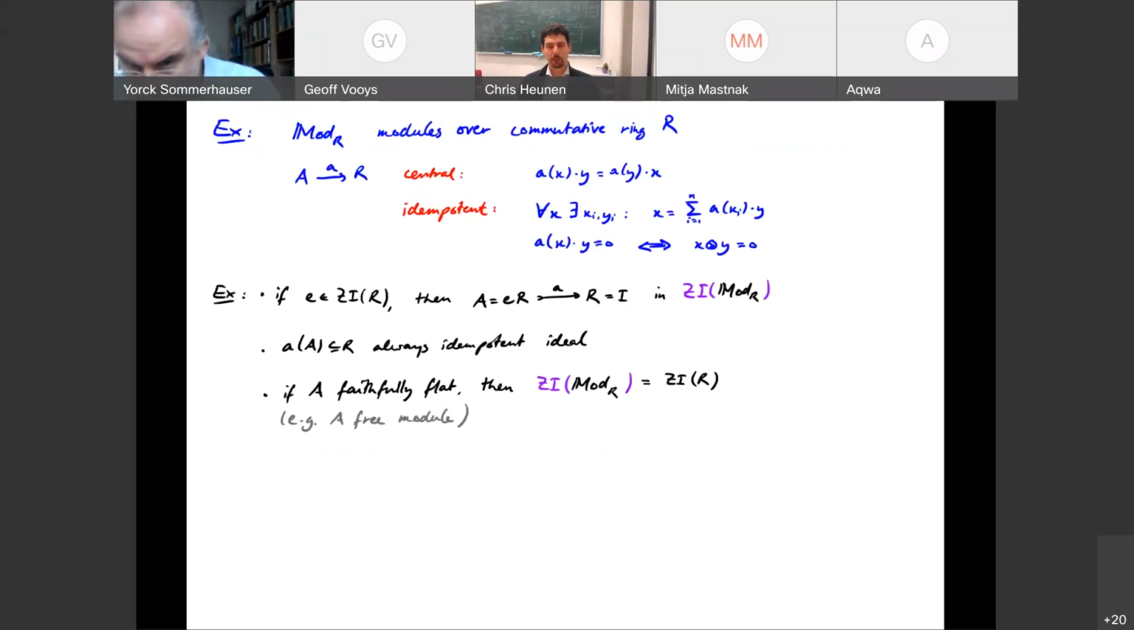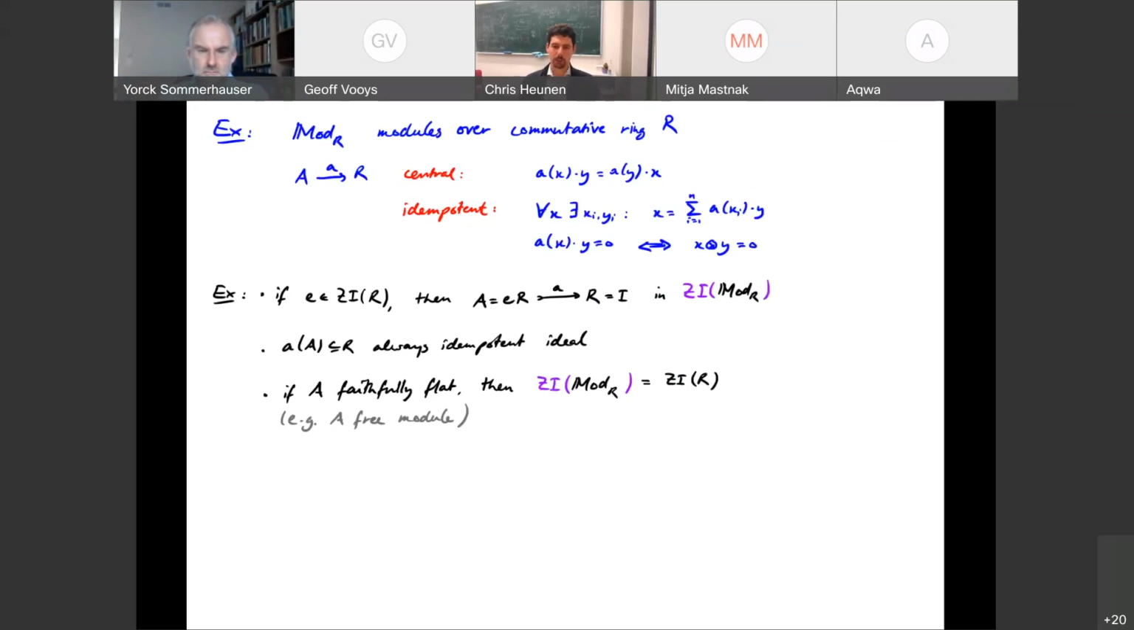If you take your favorite commutative ring R, and you look at the category of modules over that ring, what does it mean to be a central idempotent in there? Well, by definition, it's going to be a morphism into the tensor unit. The tensor unit is the ring R itself, regarded as a module over itself. So it's an R-linear map from some module into R.